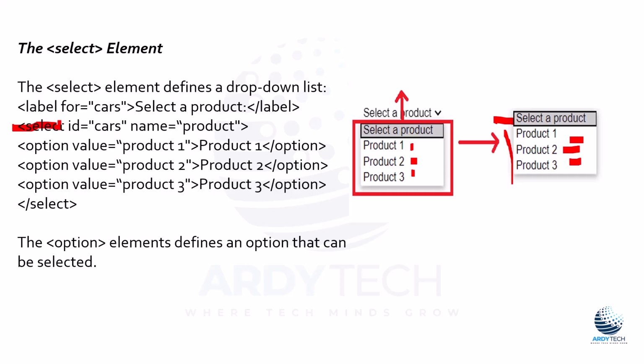You have the select tag here, and you also have options so that the user has the ability to select just one item from this set of items.